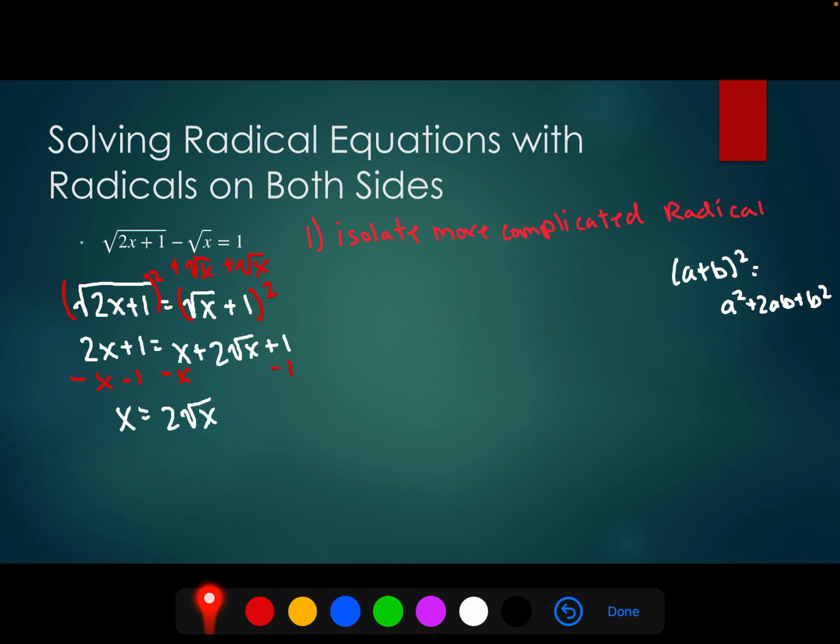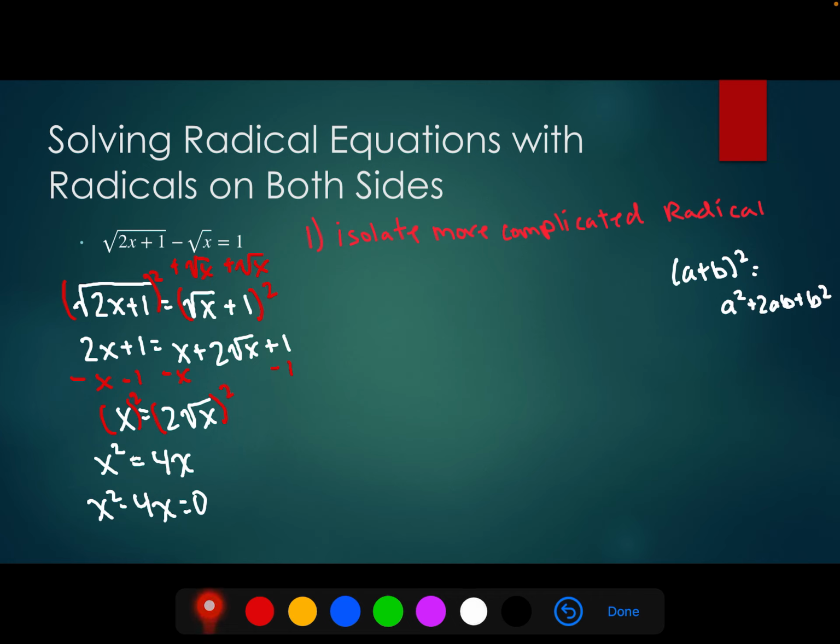By squaring both sides, that now gives us x squared is equal to 4x. So we have x squared is equal to 4x, and now we have a quadratic equation that we can solve. So we want to set it equal to 0. So we have x squared minus 4x is equal to 0.